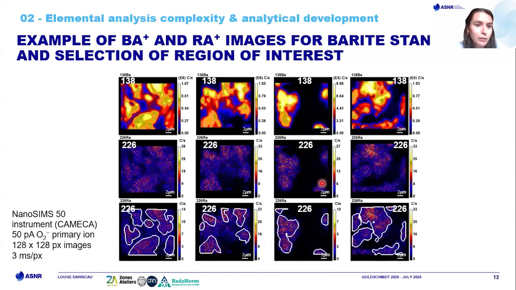So here, a bit of example of the image we obtained for the barite standard. So here is for the standard with 9 ppm of radium. You have here the image for barium, and here the image for radium. So we really have a signal for radium. And I'm showing you also how we selected some regions of interest to study the reproducibility of the standard and also the homogeneity. So here we selected some area and we looked at the radium-barium ratio.